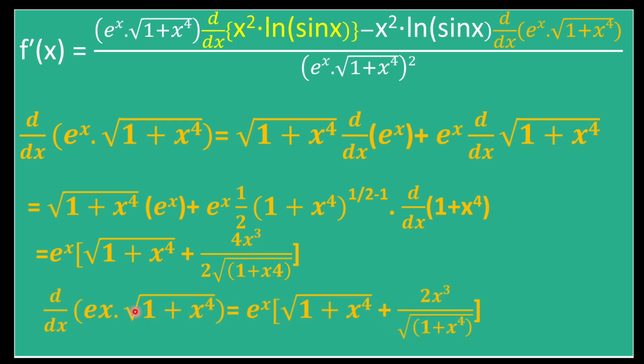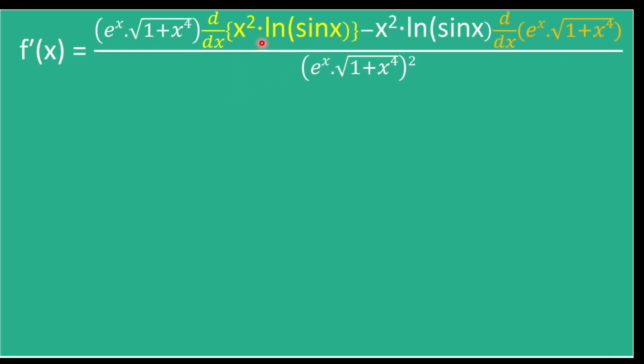Now overall the differentiation of this term will be equal to e^x into, we will take e^x common, so e^x into this value, and 2x^3 divided by square root of 1 plus x^4. So here we have cancelled this 2 with this, so 2 times 2 equals 4, so here we have 2x^3, and this 2 will be cancelled with this. So now we have both the values, and now we will put these values of the differentiation in this equation.